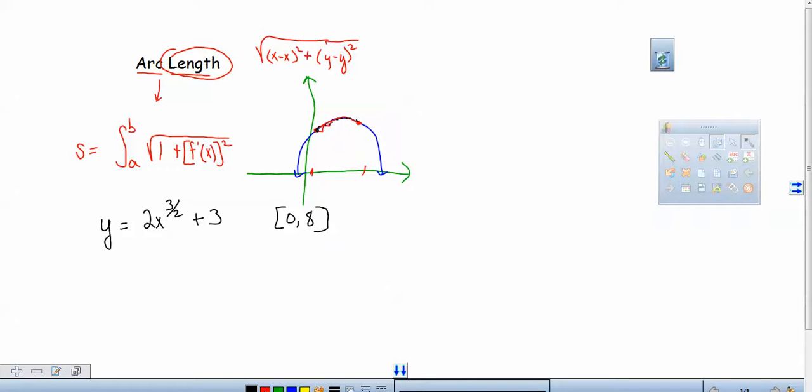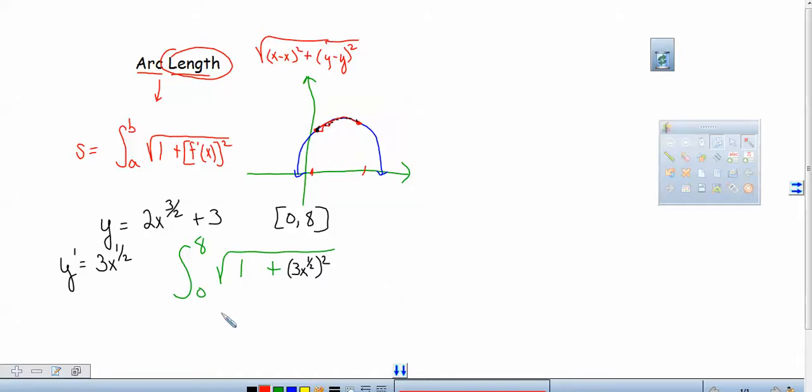Sometimes it's helpful to graph these. I'm not going to graph this one right now. I'm just going to show you how to actually use this formula. So I'm going to go from 0 to 8, and the square root of 1 plus, I need the derivative of this, so y prime. The derivative of that would end up being 3x to the 1 half, and then that's just 3. So we get plus 3x to the 1 half squared.